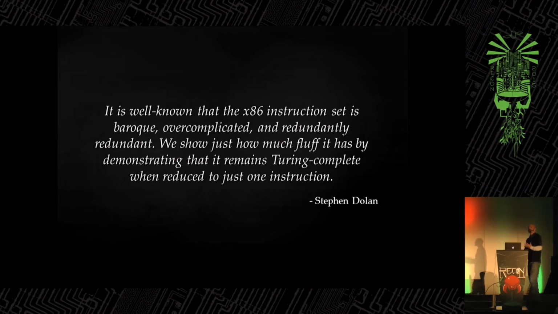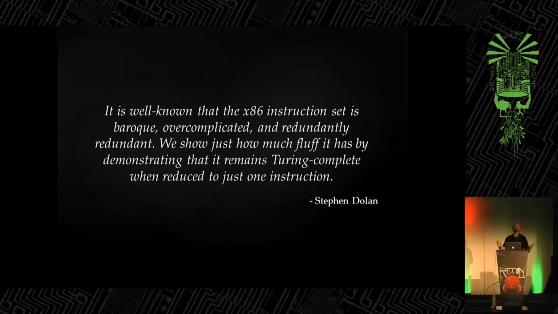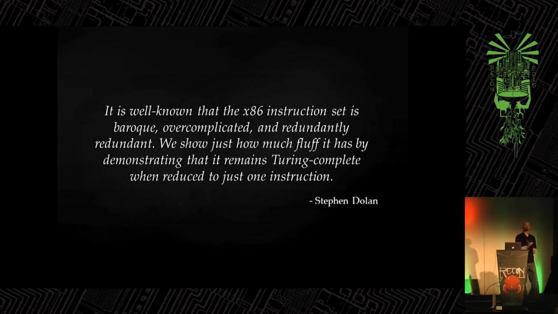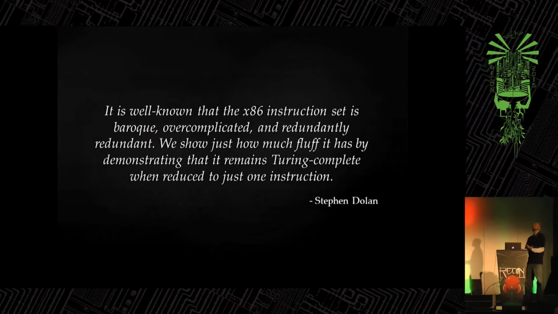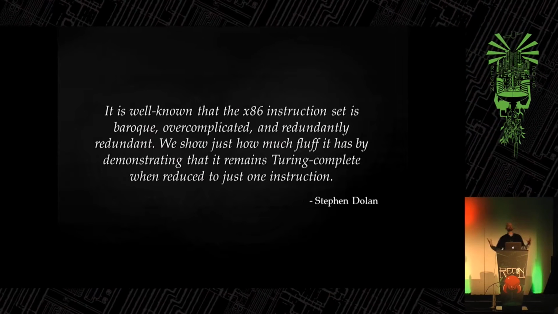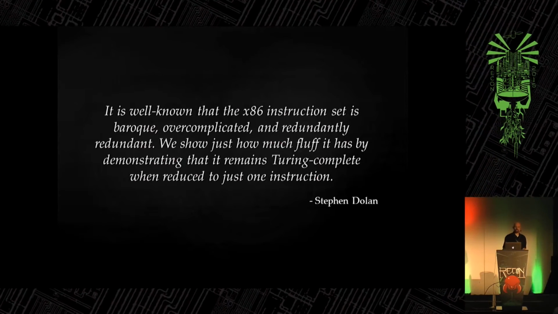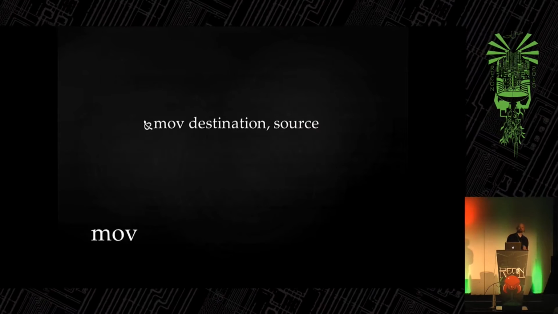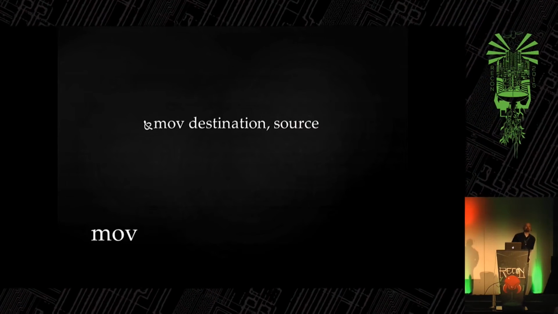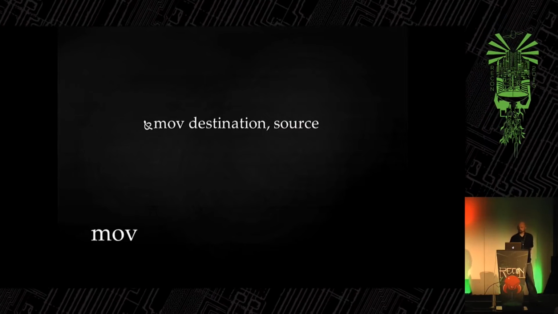I thought, I've been using x86 for a decade, and I didn't know one of the instructions in this architecture was Turing complete by itself. What instruction is this, Dolan? What magical, powerful instruction is so awesome that it is Turing complete on its own? And it turns out it's the move instruction. The simplest instruction in the entire architecture, moving data from one place to another, is apparently Turing complete.